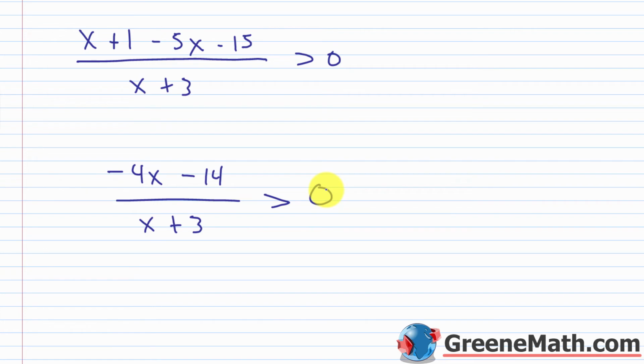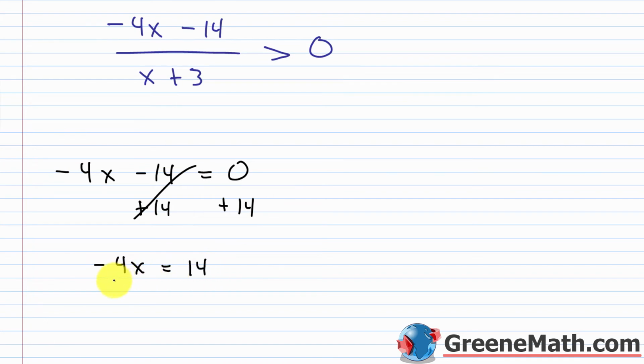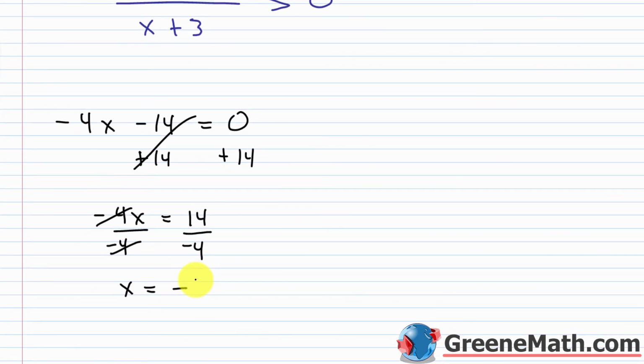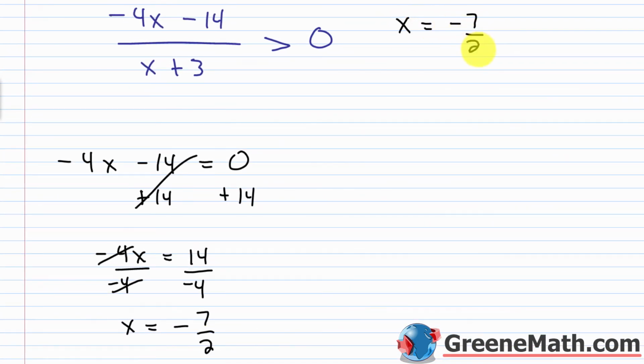Now, what I want to do is take the numerator and set it equal to 0. So negative 4x minus 14 is equal to 0. I would just add 14 to each side of the equation. I'll have negative 4x is equal to 14. Divide both sides by negative 4. I'll have x is equal to, and we know this would be negative. 14 is divisible by 2, and so is 4. So 14 divided by 2 is 7, and 4 divided by 2 is 2. So this would be negative 7 halves. So x equals negative 7 halves. That's going to be one endpoint, and that's going to be from the numerator.